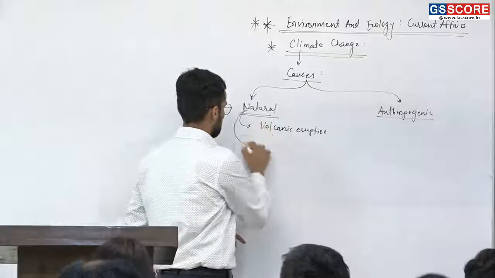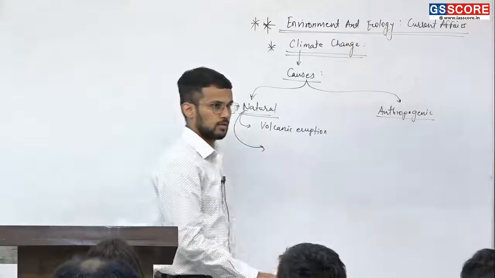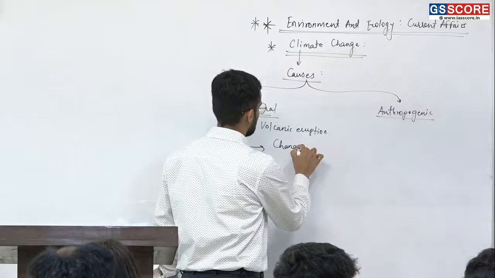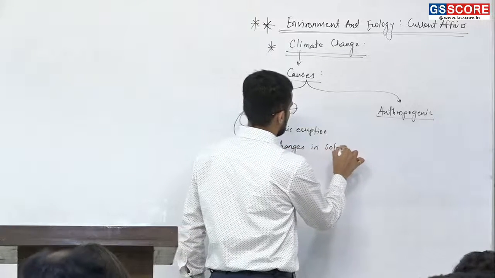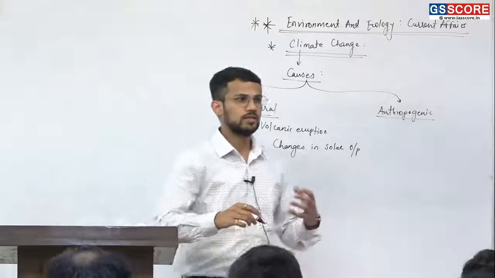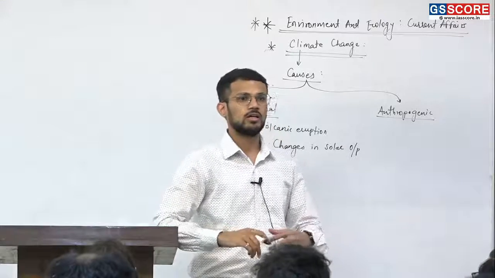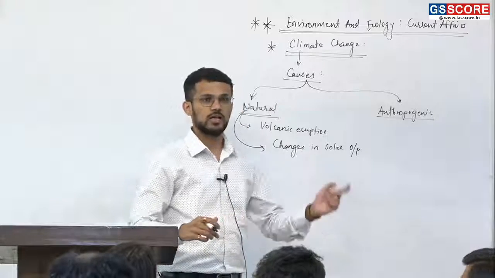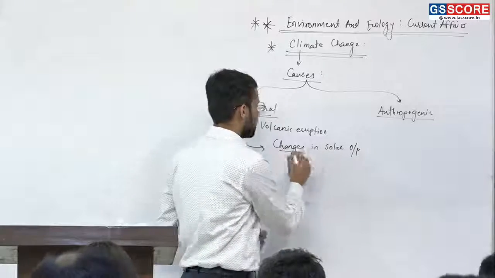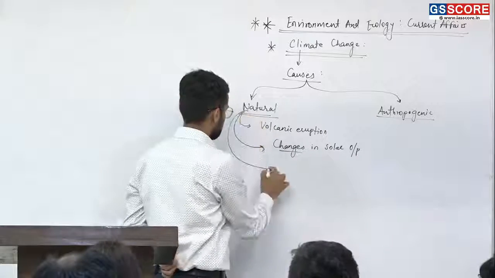Next is, fine, changes in solar output. Changes in solar output due to solar flare, the intensity of solar radiation increases, and when sunspots increase on the solar surface, that leads to a fall in the intensity of solar radiation. So, that also leads to changes in climatic conditions on the Earth's surface. Anything else?